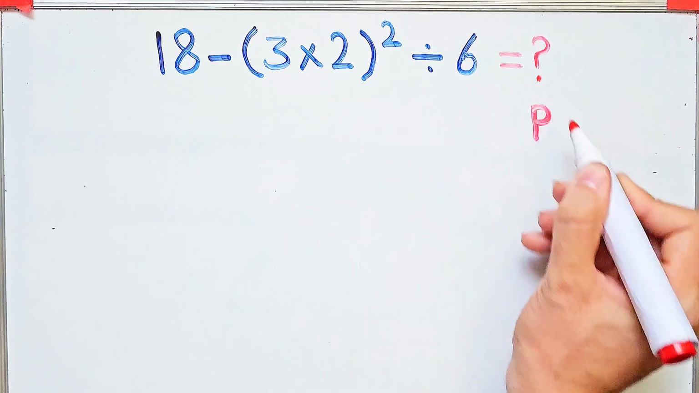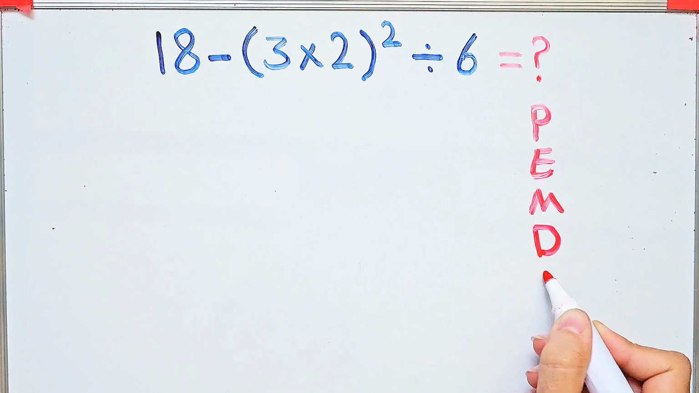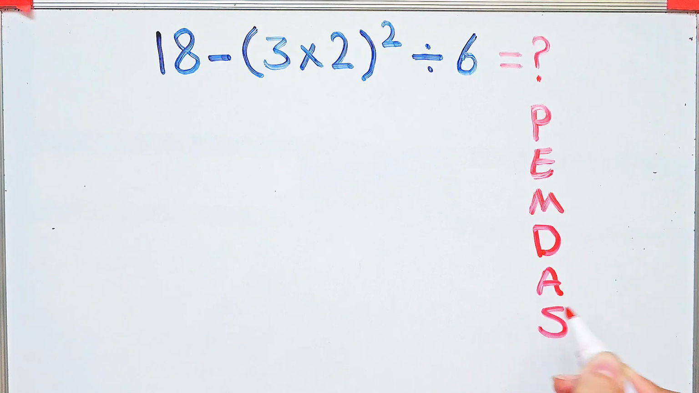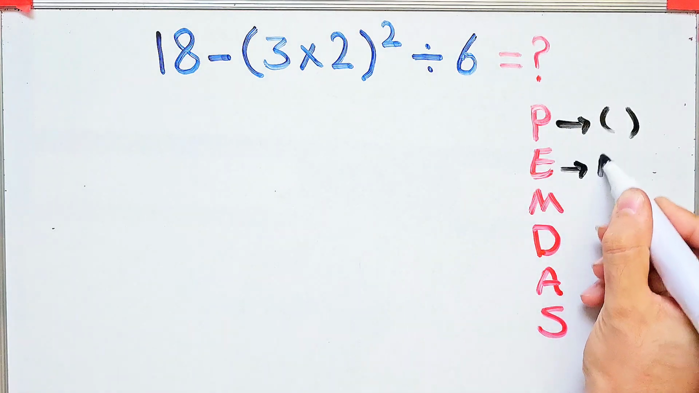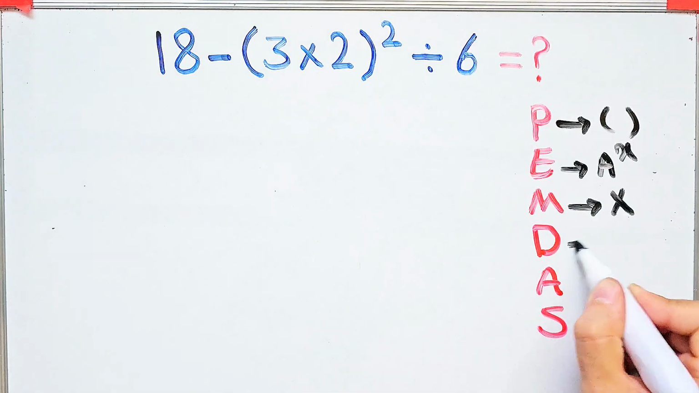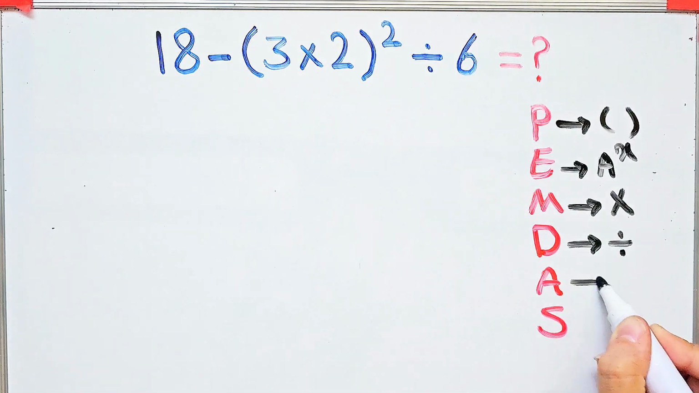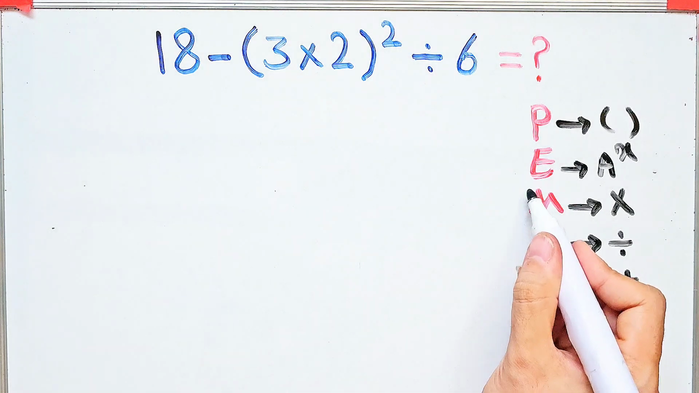To solve this question, we need to follow a rule which is PEMDAS. PEMDAS shows the priority of the mathematical operations. If you don't pay attention to this rule, you get the wrong answer. In this rule, P stands for parentheses, E stands for exponents, M stands for multiplication, D stands for division, A stands for addition, and S stands for subtraction.